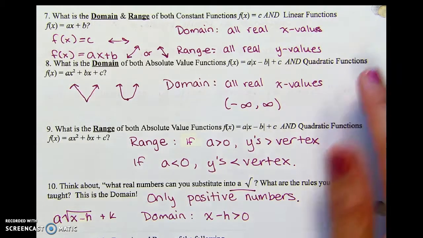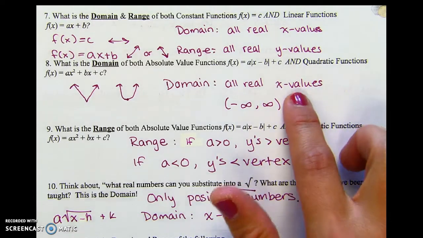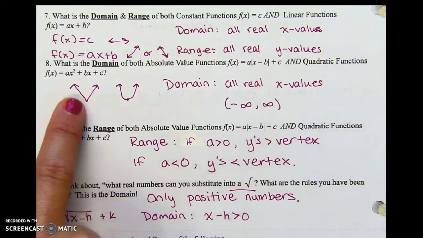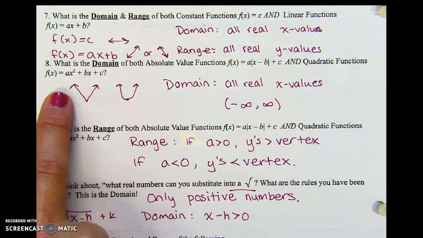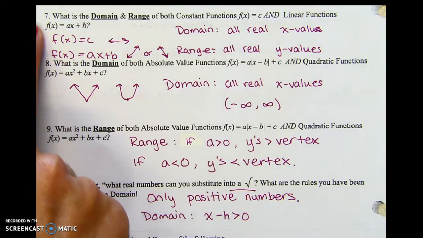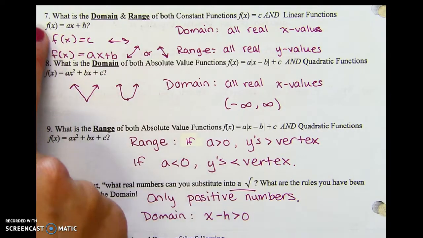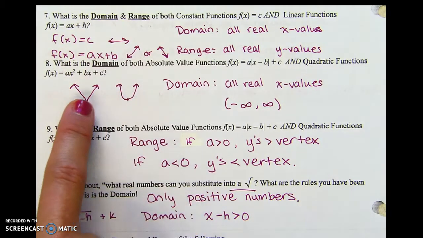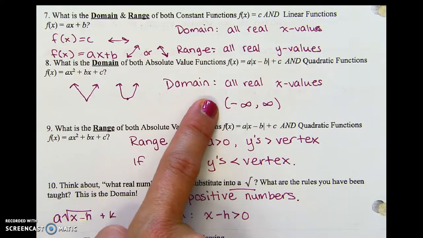Hopefully you got a little intro to domain and range of absolute value and quadratic functions. But do you see how the arrows on the absolute value and the parabola here go to the left and then to the right? So to the left is going to negative infinity and to the right is going to positive infinity. So they hit every x value. So the domain there is any x value.